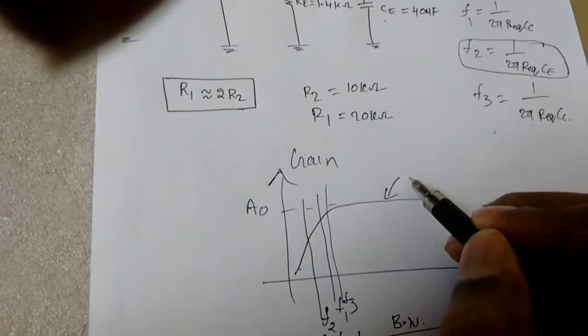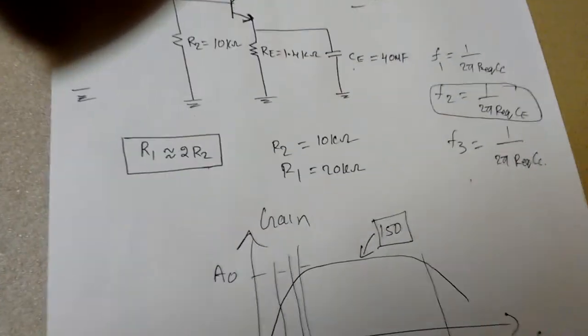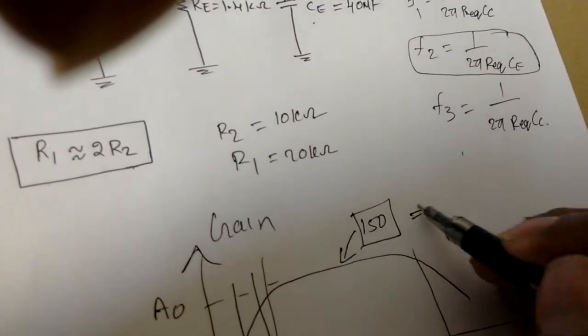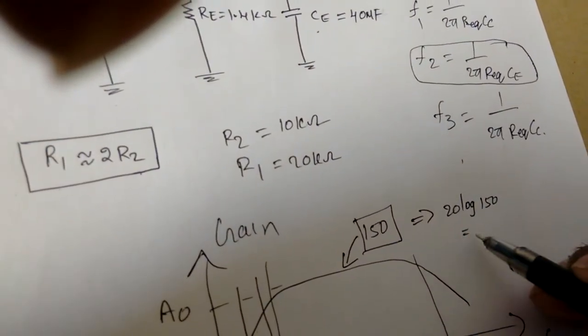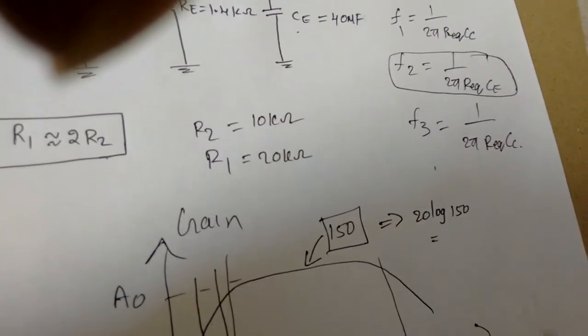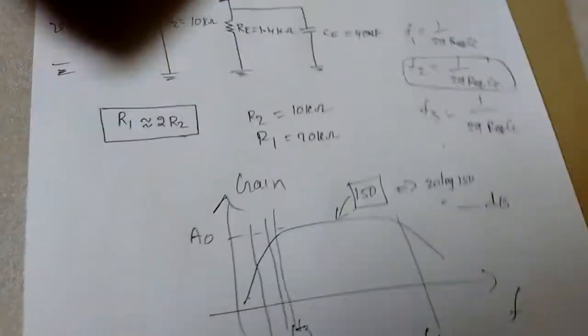This gain, how much we designed, this is for 150. If we simulate, it will be in dB. So we need to convert this to 20 log 150 in dBs, right? That is the dB value we can get in the simulation.